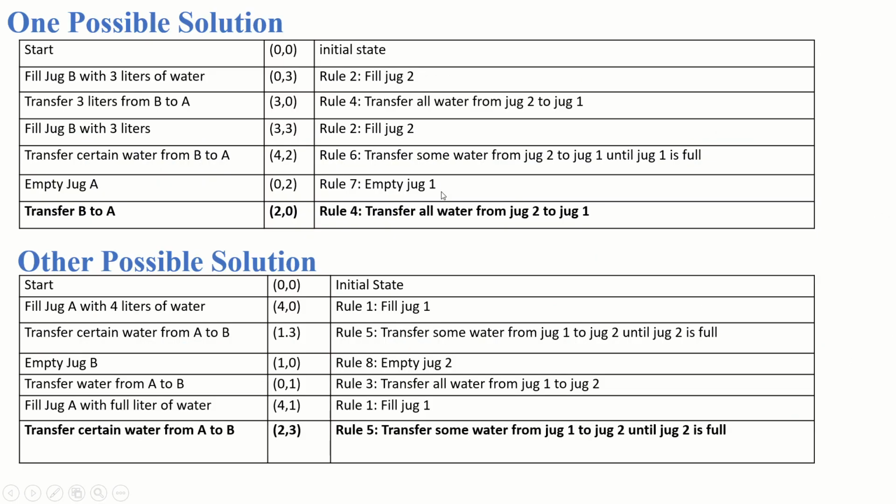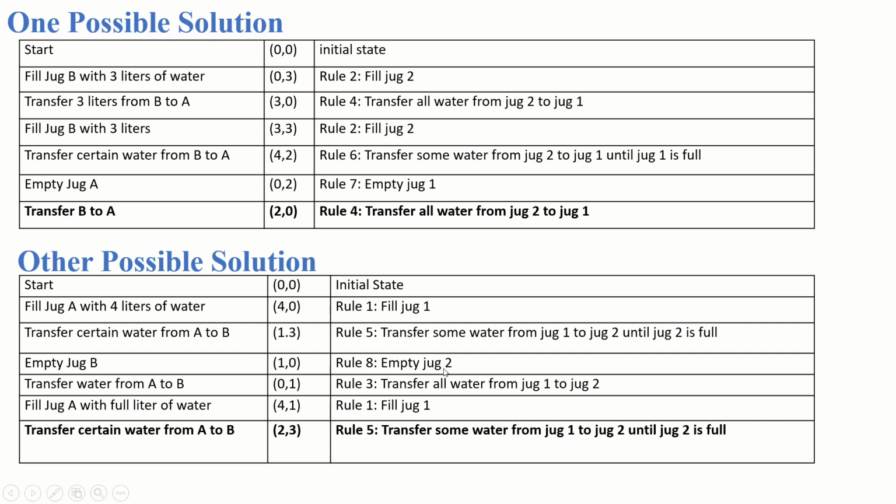There are two possible solutions. One possible solution that I have shown is this one. The initial state is 0, 0. Fill the jug with 4 liters of water, that is 4 comma 0; you apply rule number 1. Fill jug 1 and transfer some water from A to B: that is rule number 5, transfer some water from jug 1 to jug 2 until jug 2 is full. Then empty jug B, that is jug 2, with rule number 8 applicable.